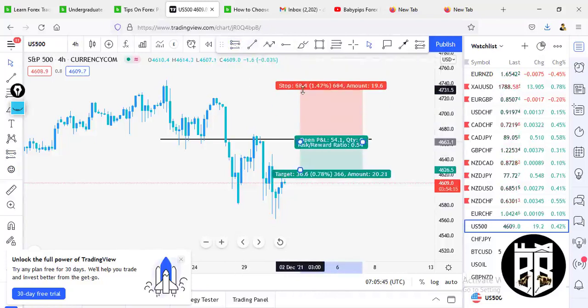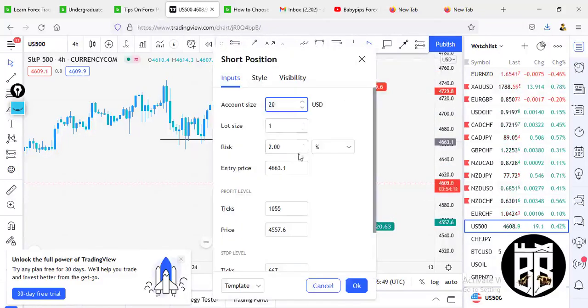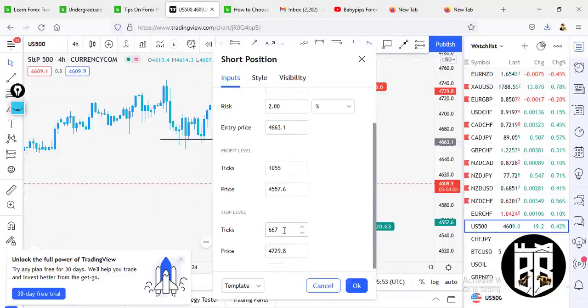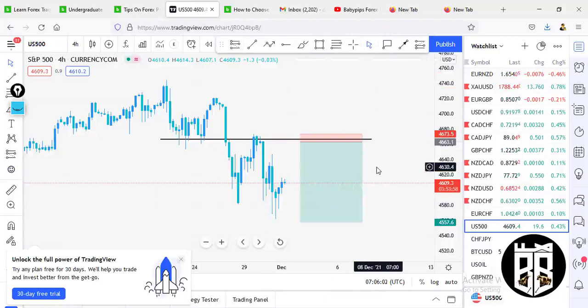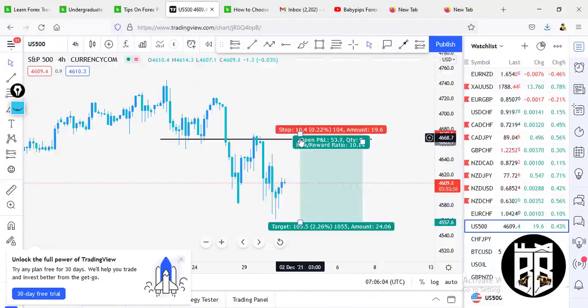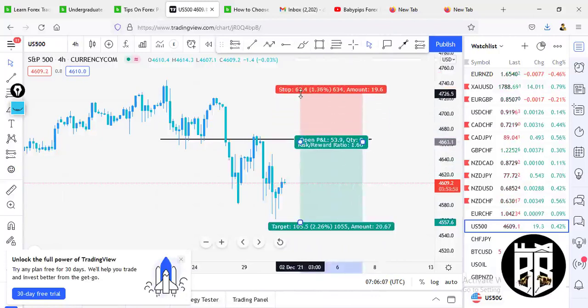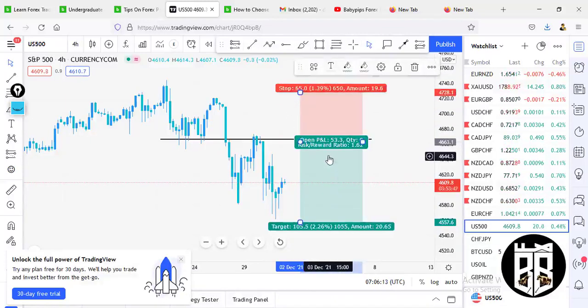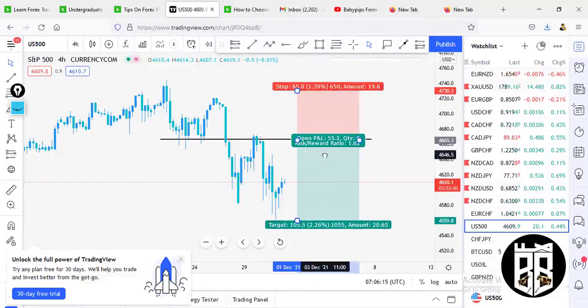So this will be, okay, let me put 104 here first. Stop level should be, how many ticks? 104. I know it's going to be small because that is what we use. The calculation we used to get it at my broker is quite different from this one.